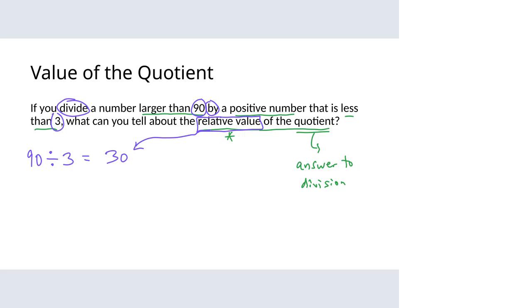Here's the way I want you to approach this. It's perfectly fine if you're not sure yet. The way I want you to approach this is try some numbers. So let's try a number larger than 90. How about 92? And we want to divide by a positive number that's less than 3. How about 2? So if I do 92 divided by 2, I get 46. Okay, so if I divide a number larger than 90 by a positive number less than 3, check, check. What can I say about the relative value of the quotient? Well, it looks to me like it's going to be at least 46.